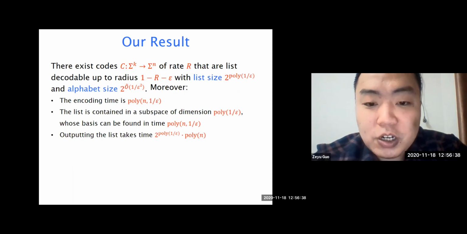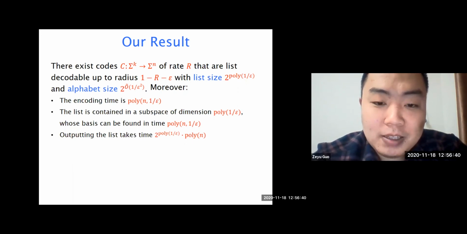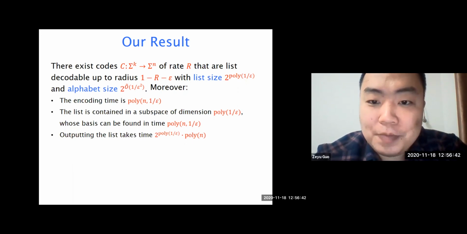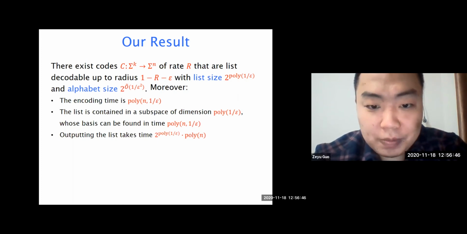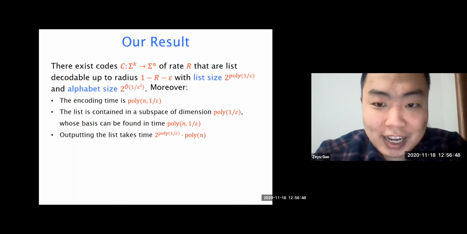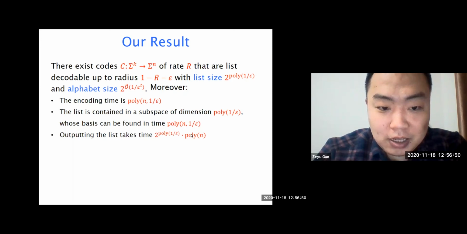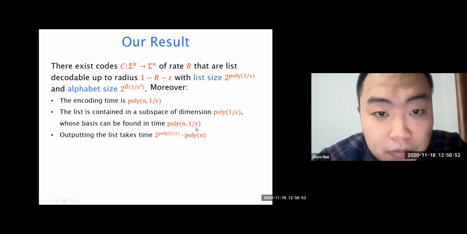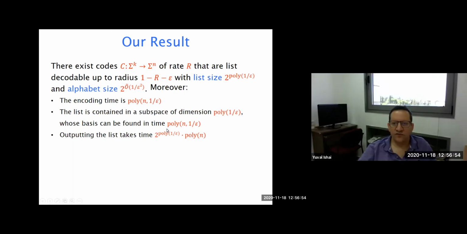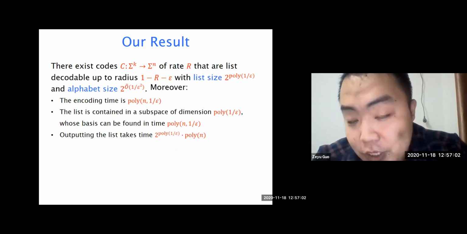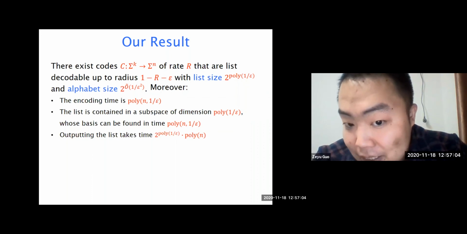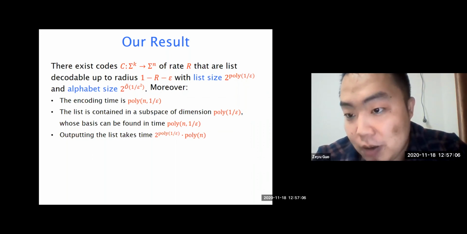So it depends exponentially on 1 over epsilon. But this is inevitable because our list size is already exponential in poly 1 over epsilon. So unless you improve the list size, this dependence is inevitable. I see. So it's still open to improve the 2 to the poly 1 over epsilon to poly 1 over epsilon. That's really good. So actually for all explicit codes, like folded Reed-Solomon codes, the best is also exponential in 1 over epsilon.